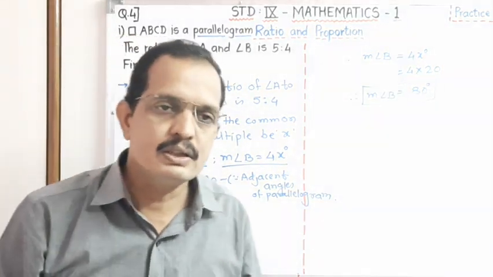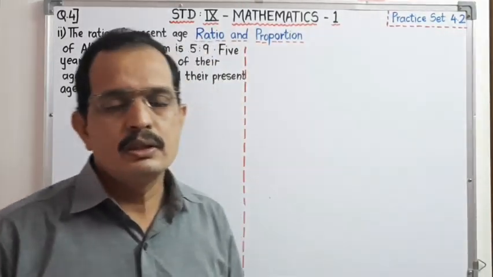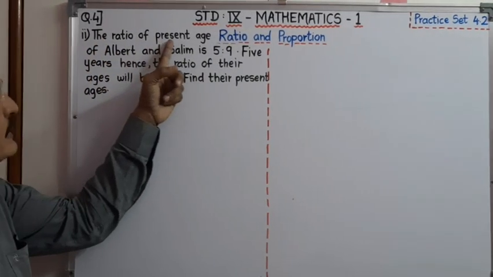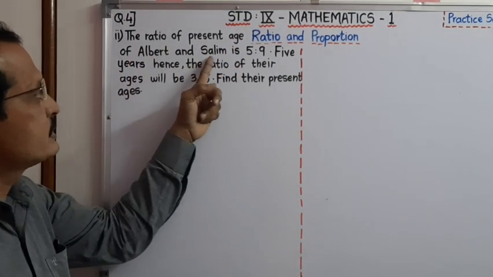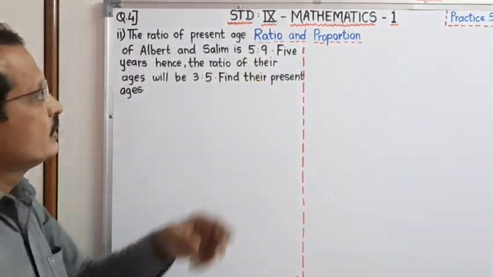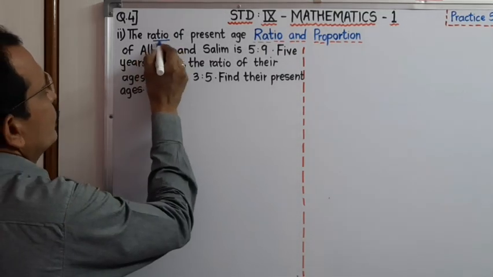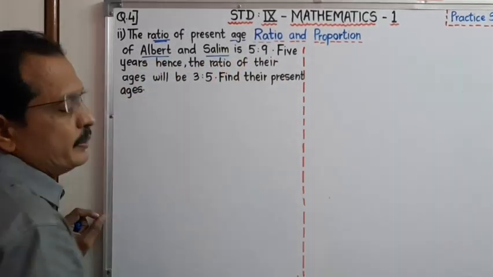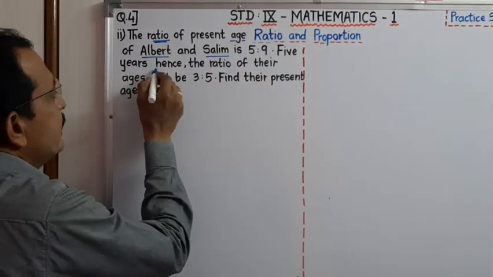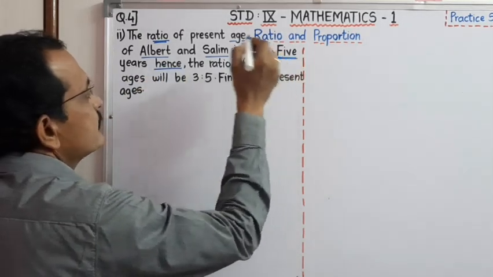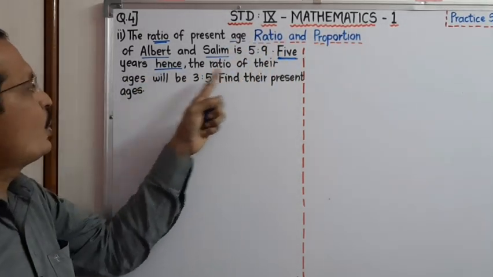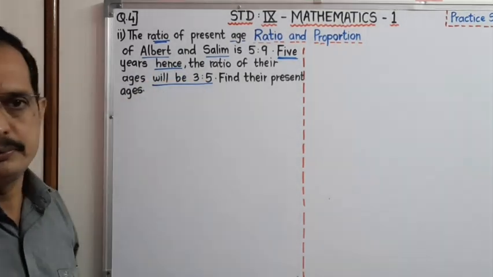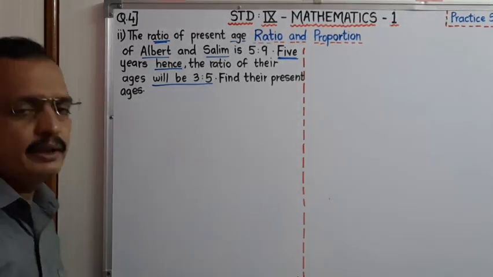Now we have to start with the second sum. Dear students, let's see the second sum. The ratio of present ages of Albert and Salim is 5:9. See dear students, the ratio of ages of Albert and Salim is 5:9. 5 years hence, the ratio of their ages will be 3:5. Find their present ages.